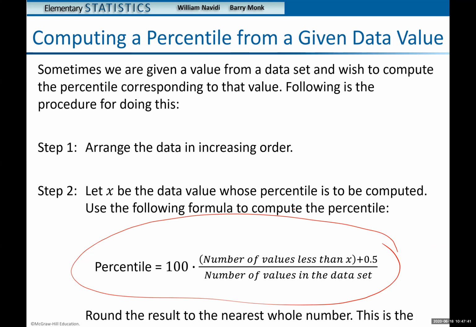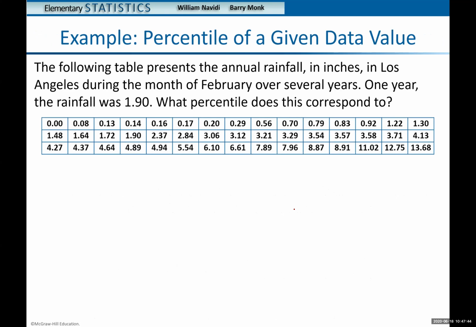Okay. All right. An example here. So the following table presents the annual rainfall, same as the earlier example. One year, the rainfall was 1.90. So what percentile does this correspond to? So locate where 1.9 is. This is 1.9.